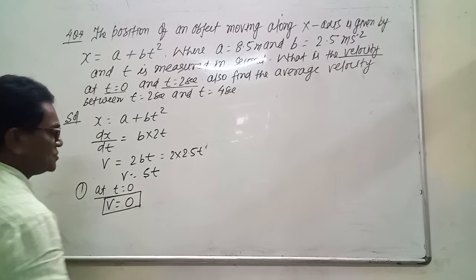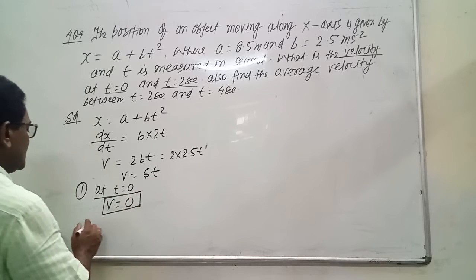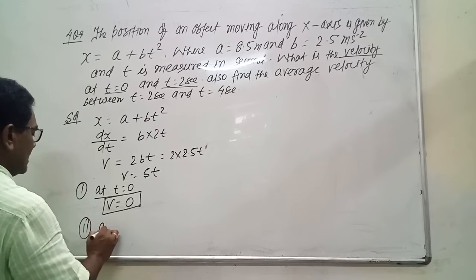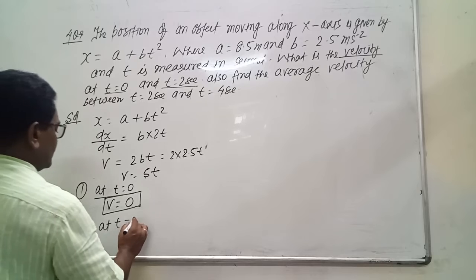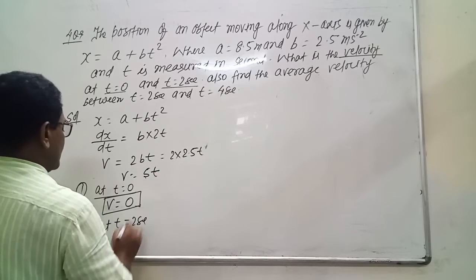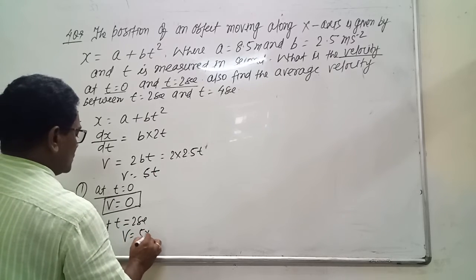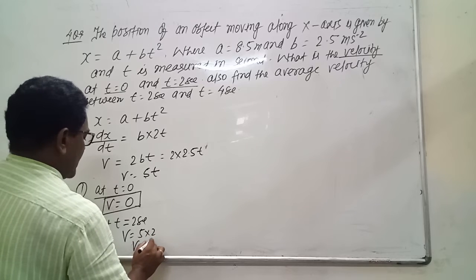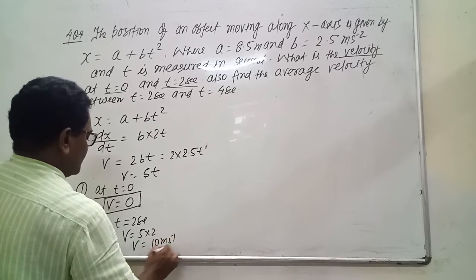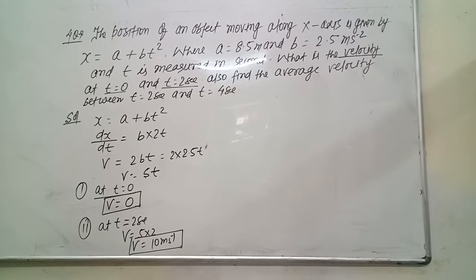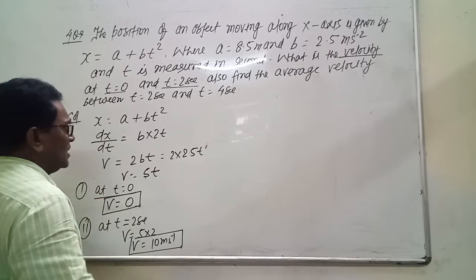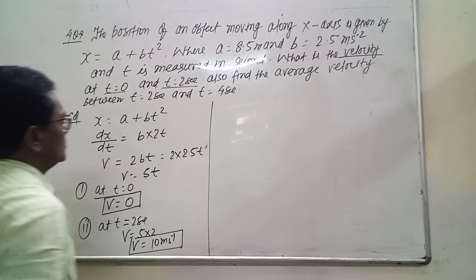So at t equals 0, the instantaneous velocity v is also 0, and at t equals 2 seconds, put the value of t as 2. So 5 into 2, which is 10 meter per second. So at time t equals 2 seconds, the instantaneous velocity is 10 meter per second, and at t equals 0, the instantaneous velocity is 0.